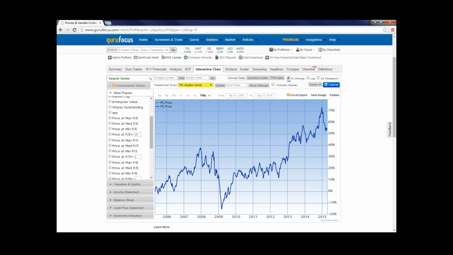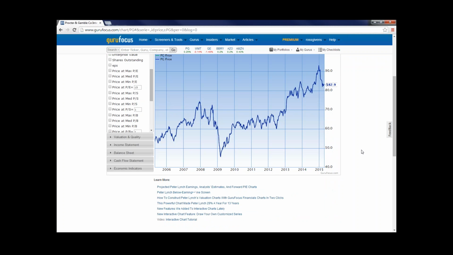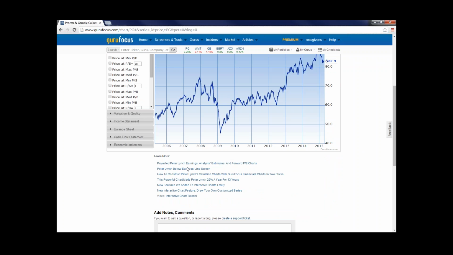In addition, if you don't want to look at price, just percentage change, you can check that box as well. In all these options, it's really, really formidable. There are some articles below the chart that go over the Peter Lynch chart, how to construct them, new features to the interactive charts, how to draw your own customized series, and an interactive tutorial. This one will probably be there in a few days.